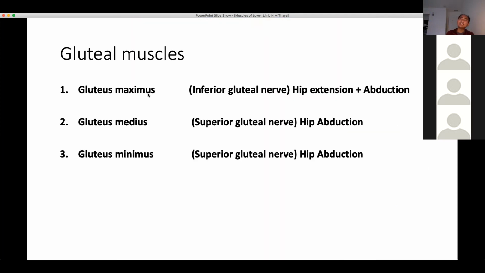And yes, for gluteus maximus, medius, and minimus, the nerve supply is important. Medius and minimus are together supplied by the superior gluteal nerve, and maximus, although it is very superficial, just underneath the skin, is supplied by the inferior gluteal nerve. It is mainly for hip extension. To some extent it might help with abduction, but medius and minimus are only for hip abduction.